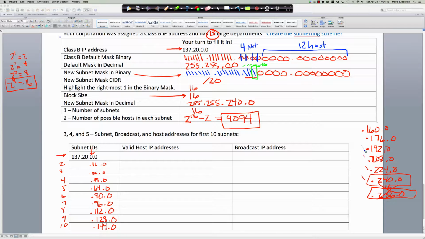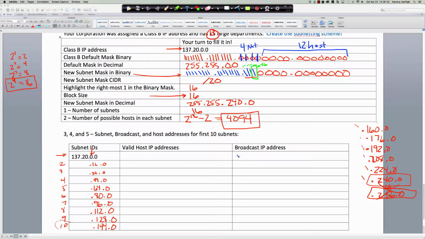So what do we have? 1, 2, 3, 4, 5, 6, added to the 10 we already have over here. And there are our 16 subnets, of which we're going to use 13. So let's do a couple of these here. So valid host IPs. Well, let's make it easy. Let's box it in here.